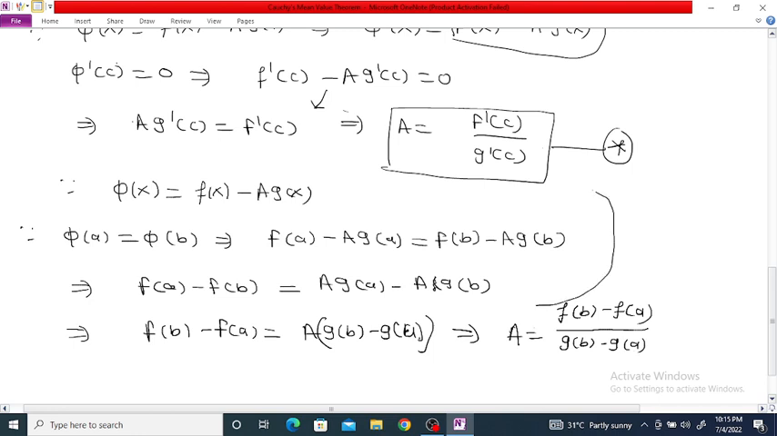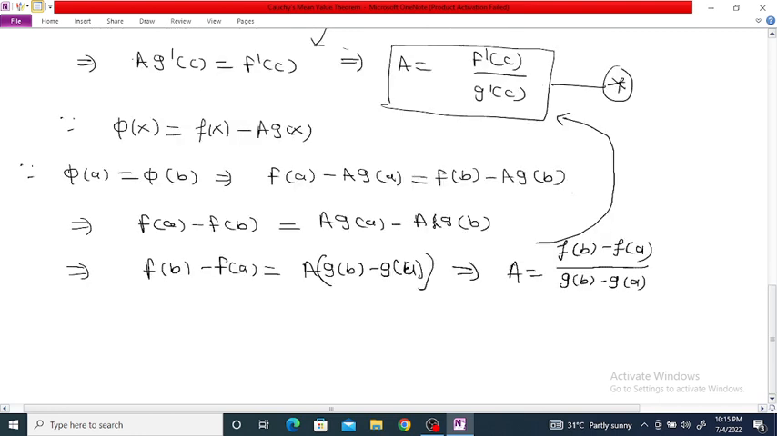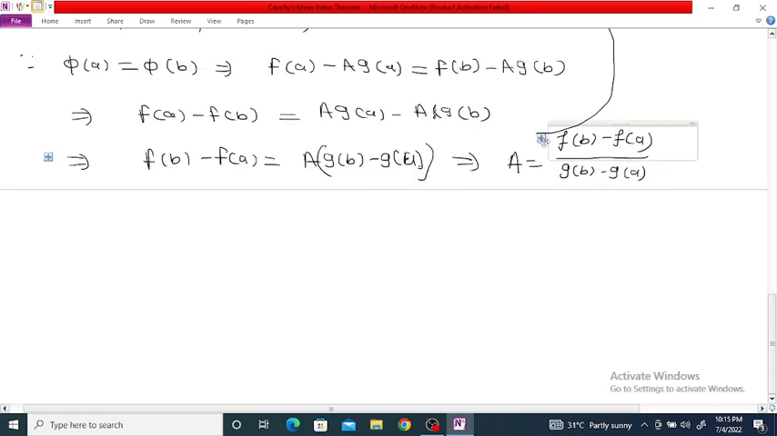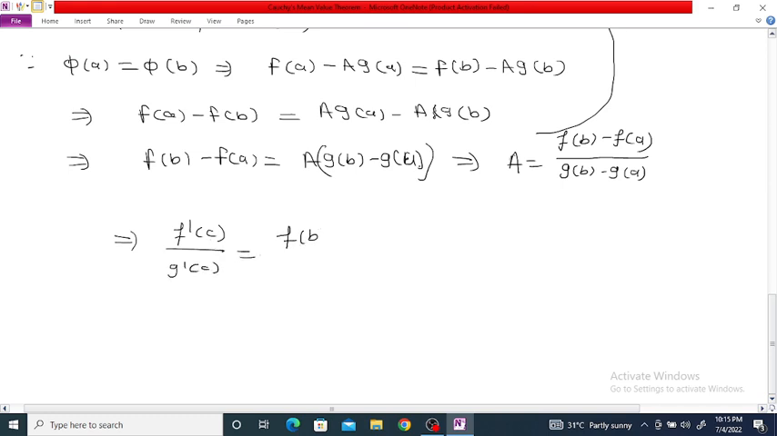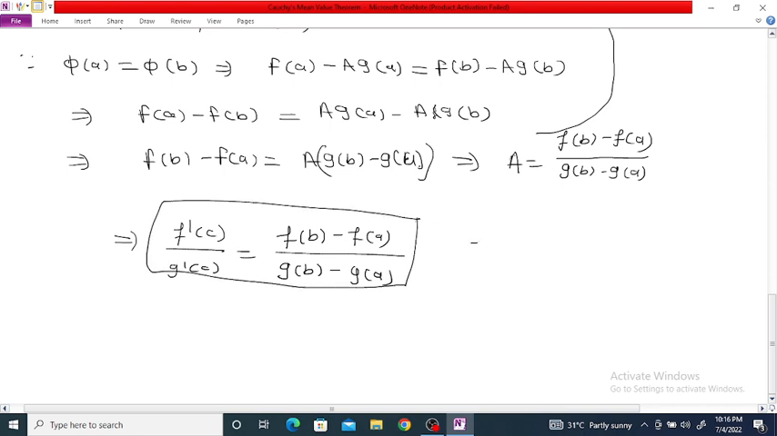If we substitute this value of a in equation number star, where to obtain the value of a we used the condition phi of a equal to phi of b, then we get f dash c divided by g dash c is equal to f of b minus f of a divided by g of b minus g of a, for some c belonging to the open interval (a, b). And this is Cauchy's mean value theorem.